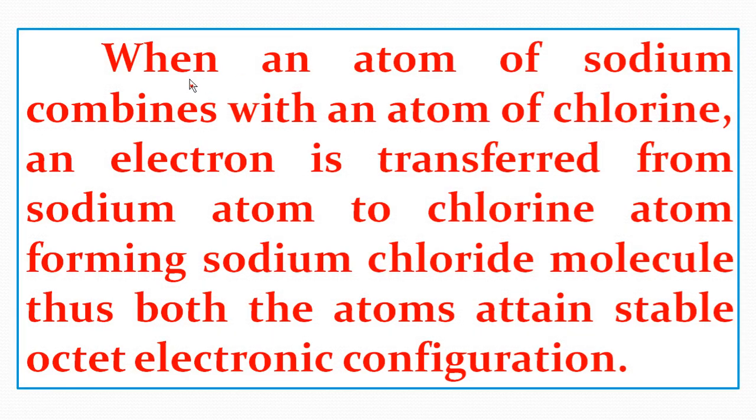Now come to the next one. When an atom of sodium combines with an atom of chlorine, what happens? An electron is transferred from the sodium atom to the chlorine atom, and they form a sodium chloride molecule, NaCl. Thus both the atoms, Na and Cl, attain a stable octet electronic configuration. The outermost shell contains 8 electrons, so that should be stable. This is the formation of sodium chloride.